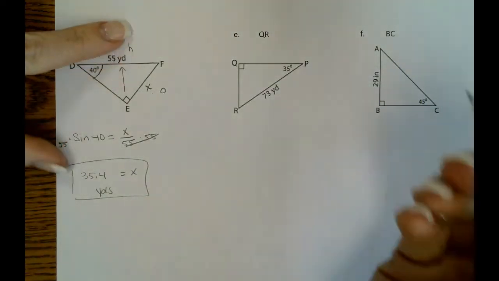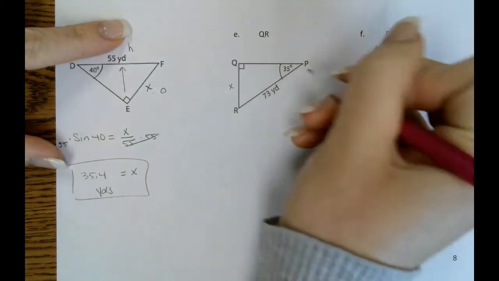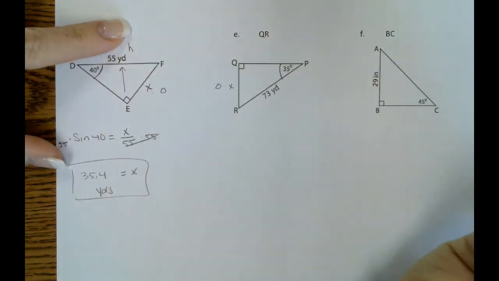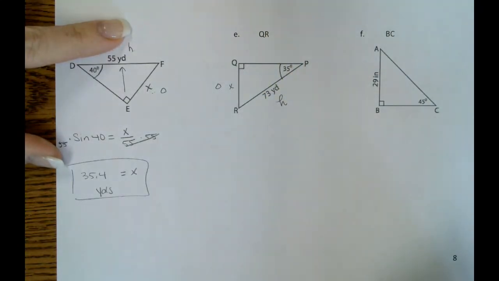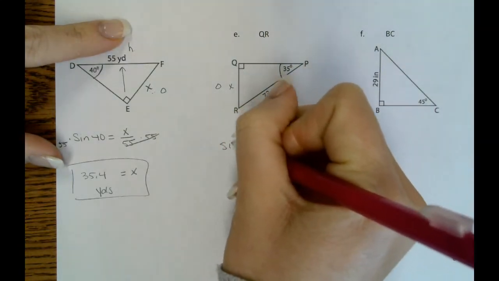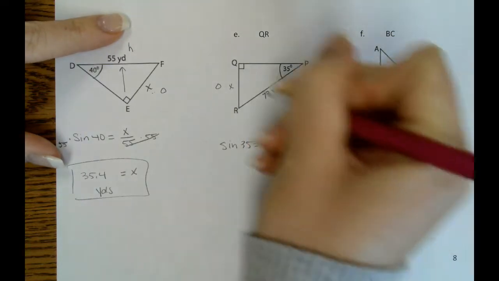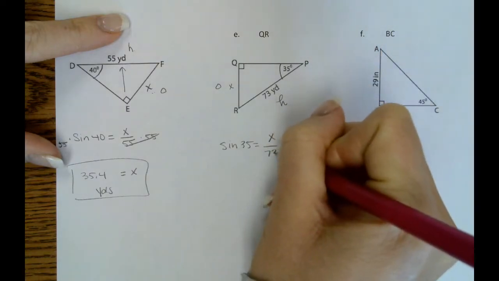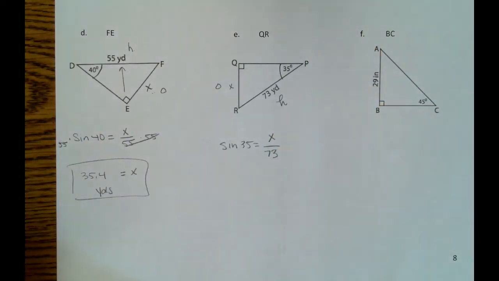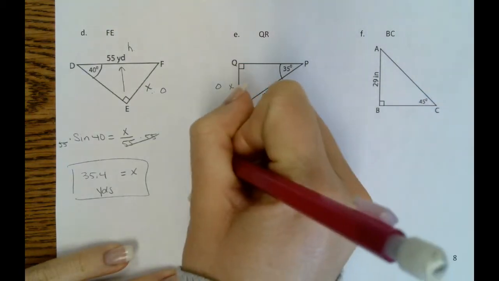Okay, letter E, we're looking for QR. Label that X. Our angle here is 35. Opposite of that is X. Hypotenuse is 73. So again, we're working with the sine. So the sine of 35 is opposite X over hypotenuse 73. Multiply both sides by 73.